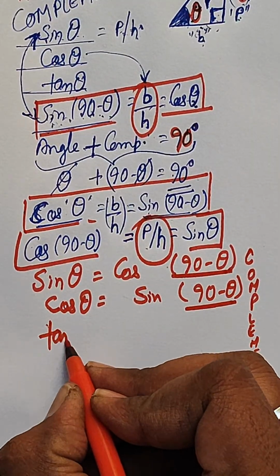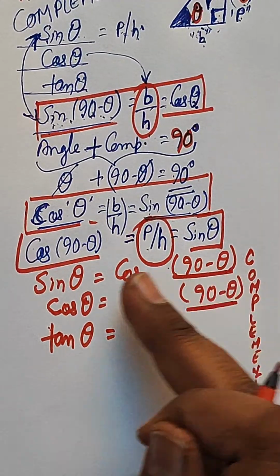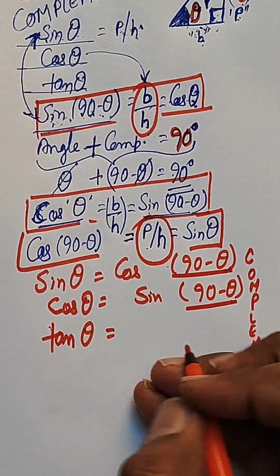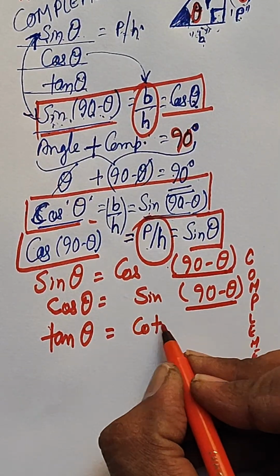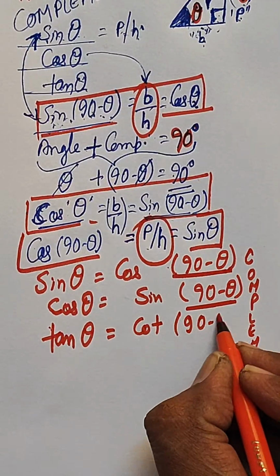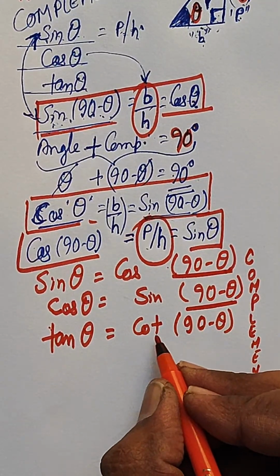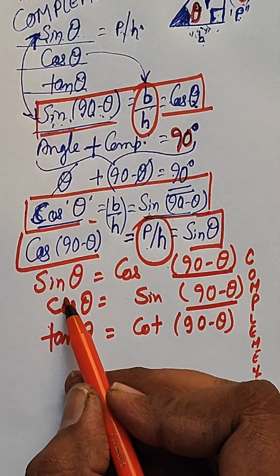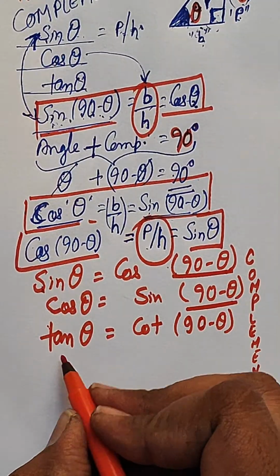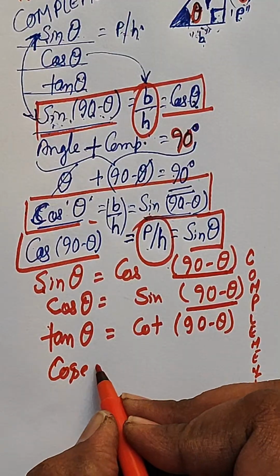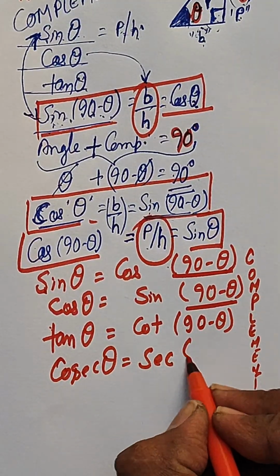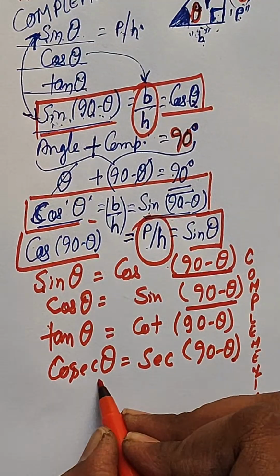Similarly, we can write that tan of theta is equal to, and this is applicable vice versa also, my dear friends, the complementary angle 90 minus theta. So tan theta is equal to cot of 90 minus theta. And sin, cos, tan are applicable. Now the reverse of sine will be cosec. So cosec theta is equal to sec 90 minus theta, and likewise.